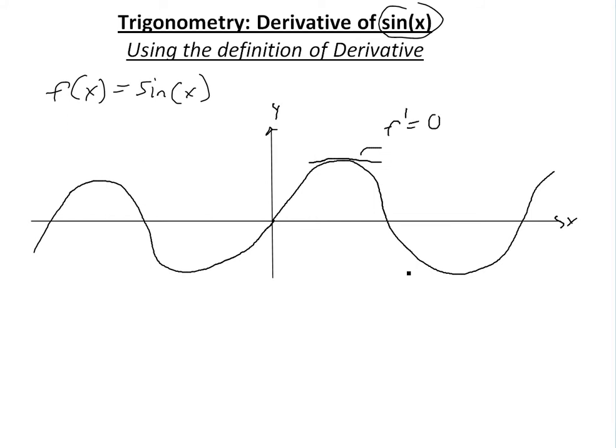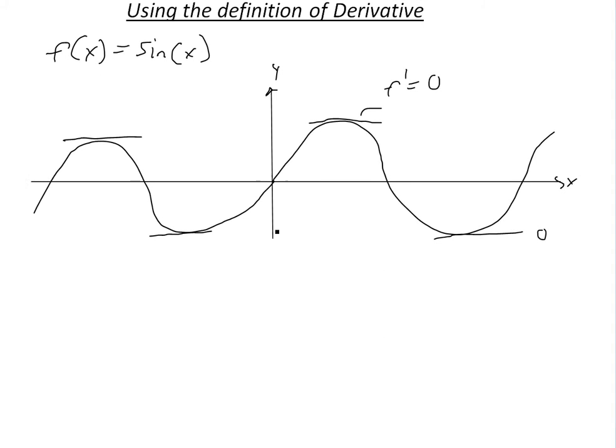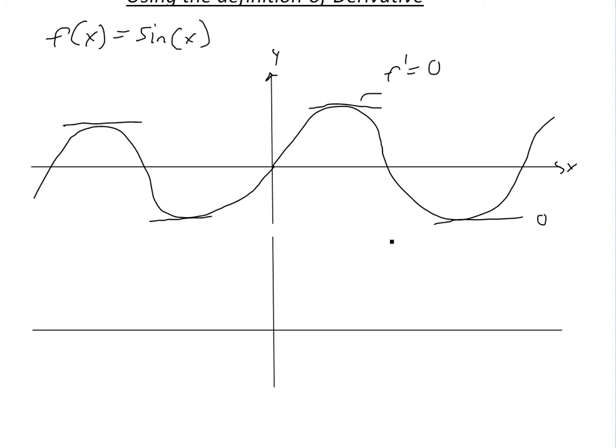That slope is 0. Slope is 0. This is 0. Slope is 0, and this one here is 0 as well. So then if we were to draw the derivative, let's draw on this graph here these parts where the derivative is 0. If this is f of x equals sine x, then if we draw in the derivative, at these points the derivative is going to be 0. So here is going to be 0, here is going to be 0, and over here is 0, and then over here is 0 as well.